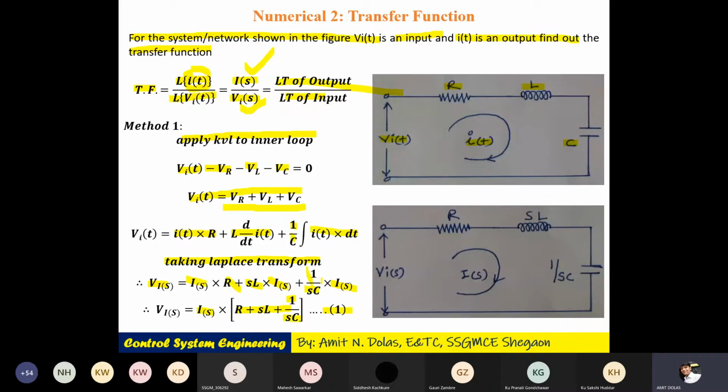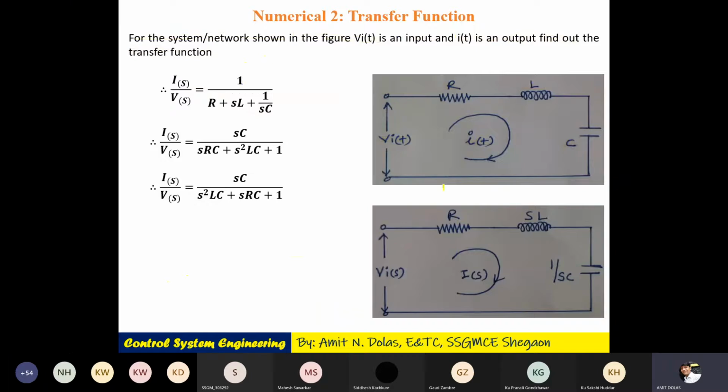And we need output upon input. So just changing the terms, output is current I of s divided by input is Vi of s, which will be equal to 1 upon R plus SL plus 1 by SC.